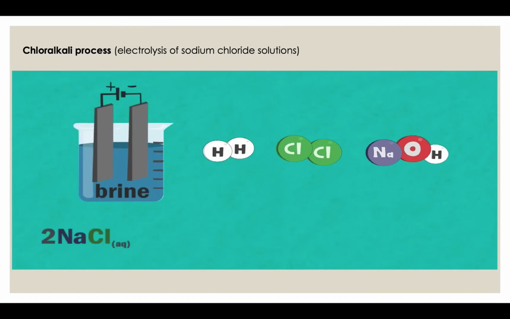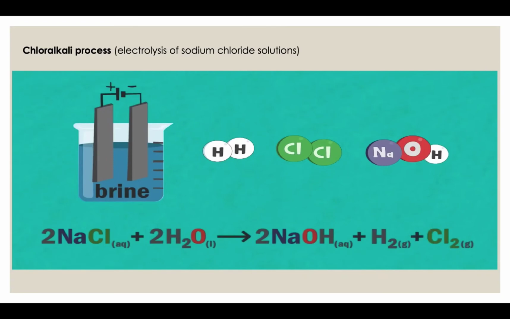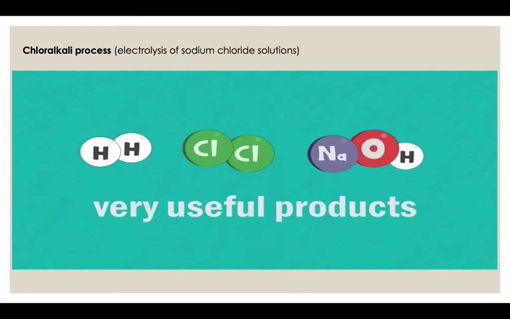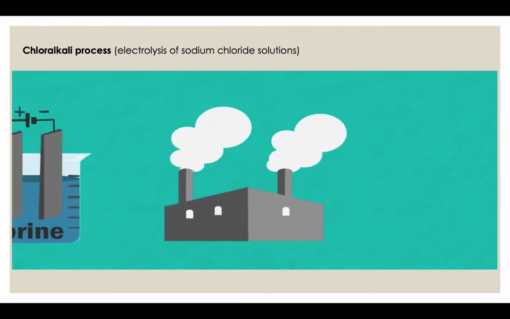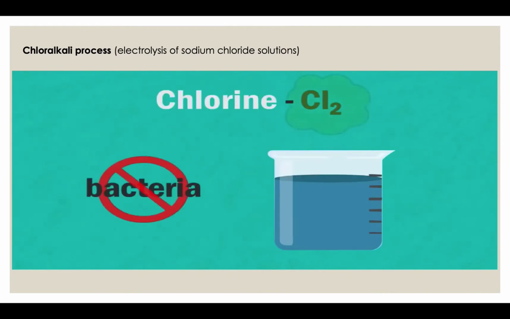Concentrated sodium chloride solution plus water, when electrolyzed, gives sodium hydroxide solution, hydrogen gas, and chlorine gas. These products are very useful, but the electrolysis of brine is done on a much larger industrial scale. Chlorine is used to kill bacteria, and it is soluble in water.